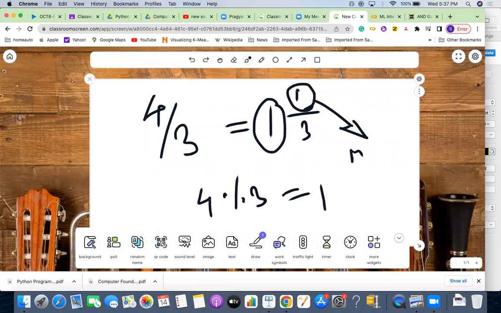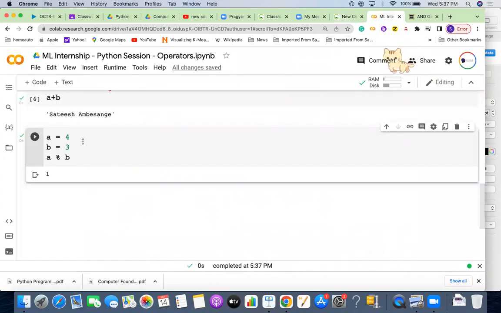Okay, you may be confused, so let me do 5 by 3. What is 5 by 3? What would be the result of 5 modulus 3? Anyone? Anyone can explain what would be the result?